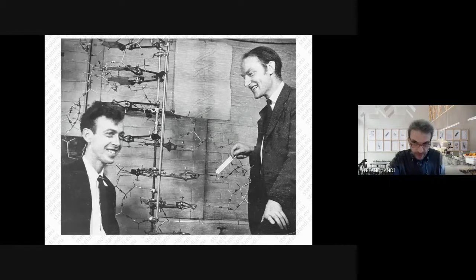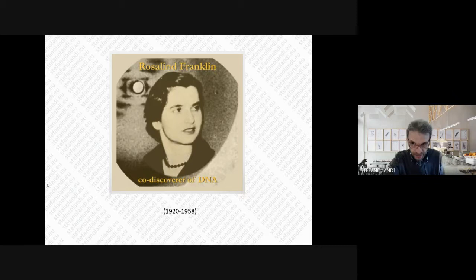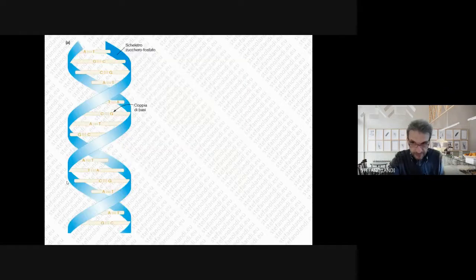Today we are talking about the structure of DNA. So we started with Watson and Crick, and we remember Rosalind Franklin, co-discoverer of the DNA, death in 1958. So the usual picture of the DNA structure is the one you see in your monitor. It is sort of a ribbon constituted by a double helix.